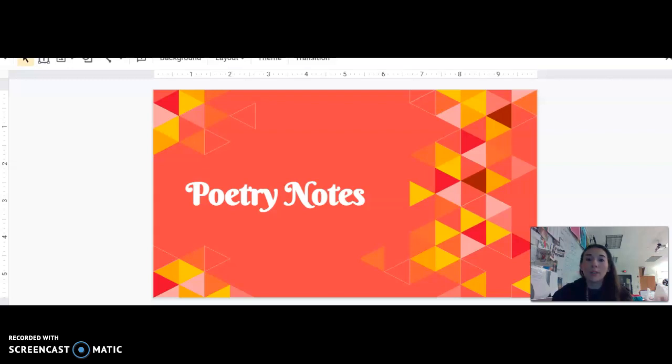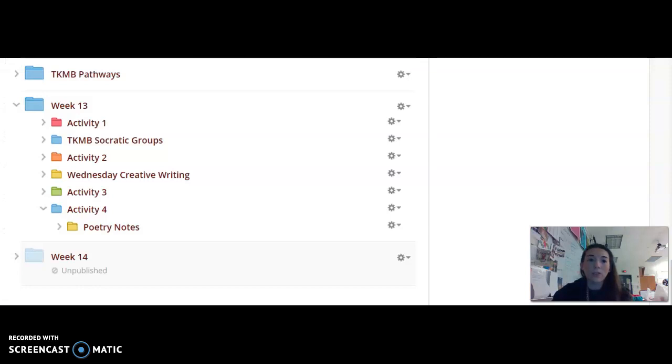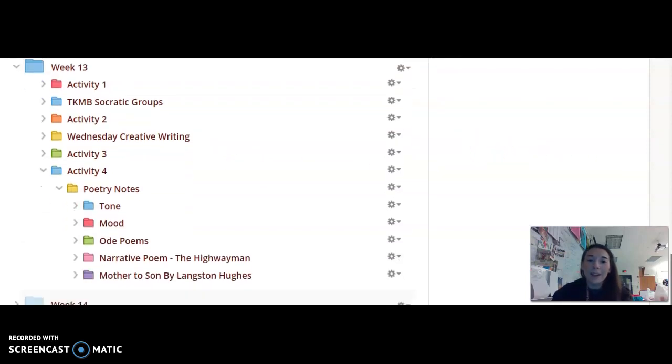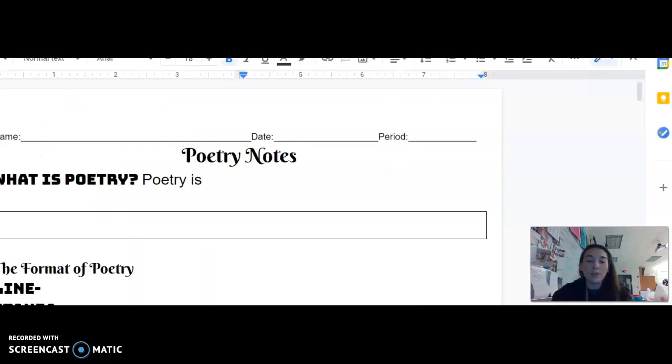You are going to be using links in Schoology, so if we were looking at our Schoology page, currently we're in week 13 and in activity 4 you can see the poetry notes. There are different folders and I will try and make sure that I do the timing as well as possible to remind you which folder you should be working in. You should also be using a poetry note set that looks like this through Google Docs. That'll also be linked in that Activity 4 folder.